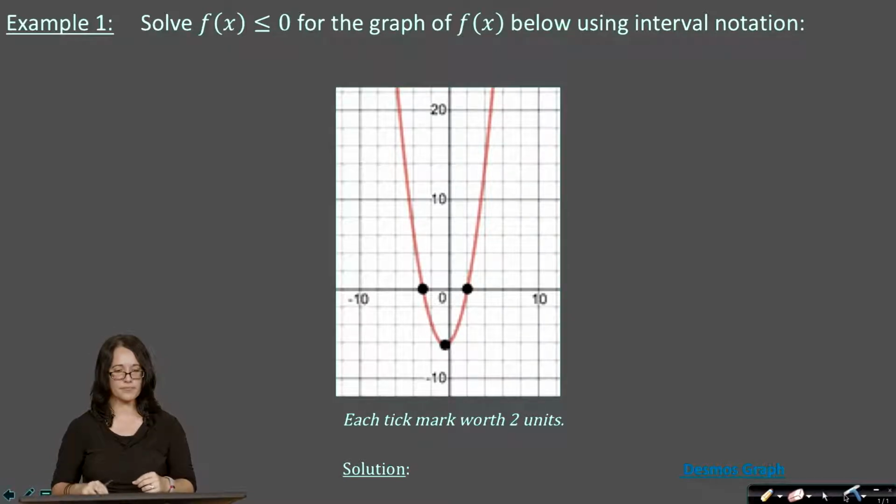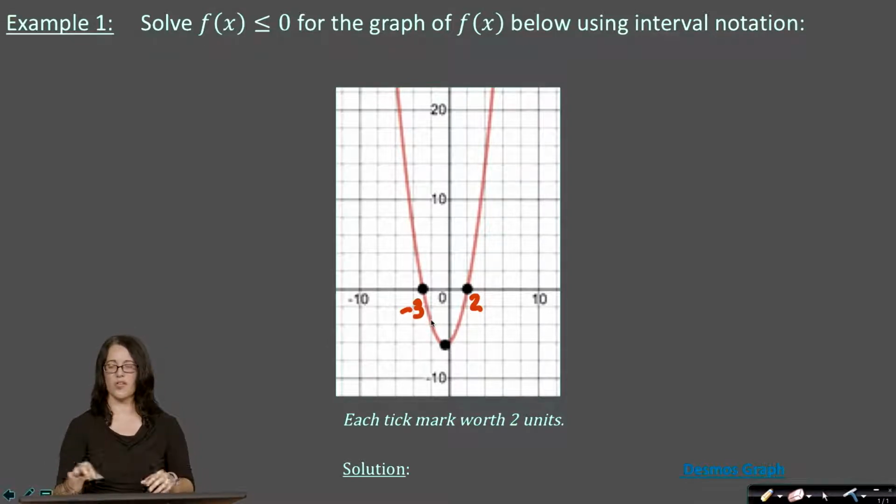Example 1 says, how would you solve this inequality? F of x has to be less than or equal to 0 for the graph f of x below. Use interval notation. It might be hard for you to see the actual tick marks here. You're welcome to click on the Desmos graph. It's a little clearer. But since I see there are 5 tick marks when I get to 10, each tick mark must be worth 2. So this must be an x-intercept of 2. And then the other x-intercept looks like it's between -2 and -4, so we're going to say that's at -3.